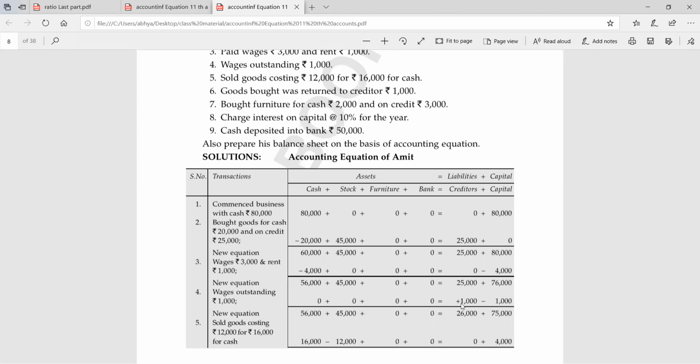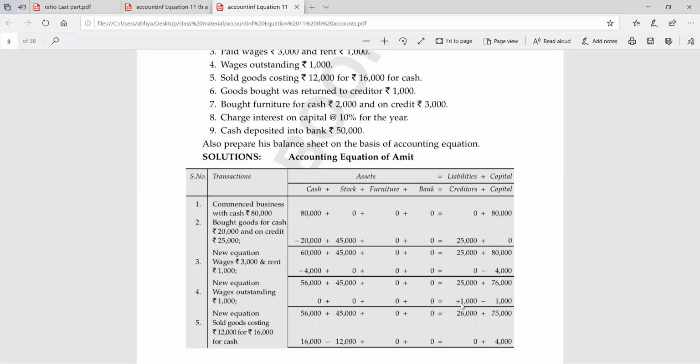On the other hand side, we will be writing 1000 rupees under outstanding expenses. Not under creditors. In this book or in this PDF, it is written under creditors. It is not the part of creditors. So you are going to write it in a separate head, just like cash, stock, furniture. So I told you that along with creditors, you need to make a separate head, that is outstanding expense, and write here 1000. Now find out the new equation.